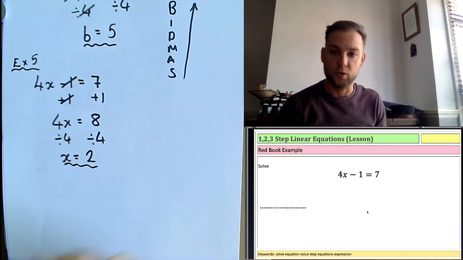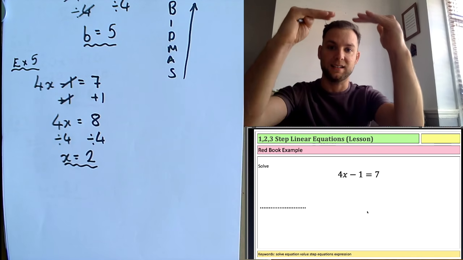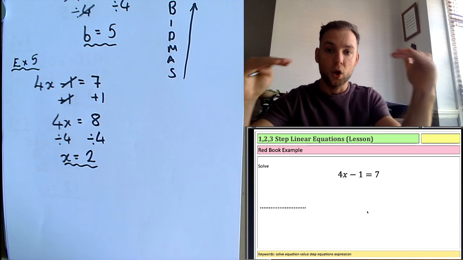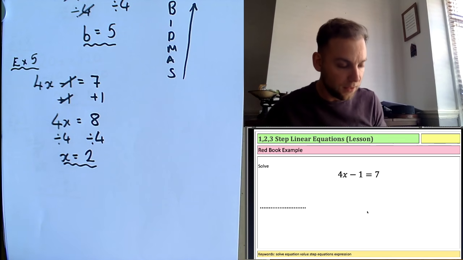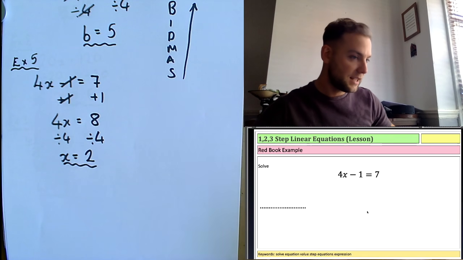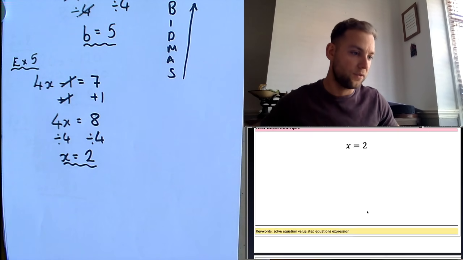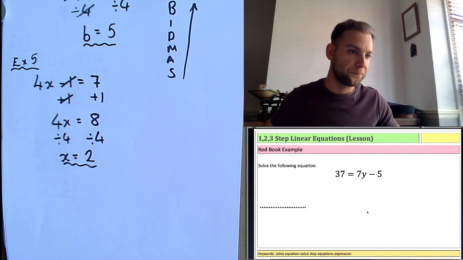Notice again we've got the two steps, and you should be writing it down like this, one stage at a time, going underneath like that. Okay, this is how you should be writing it. So that was example 5. Let's have a look now at another example, very similar to this one.